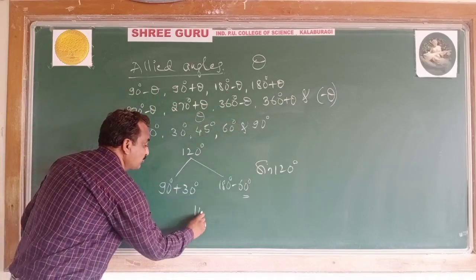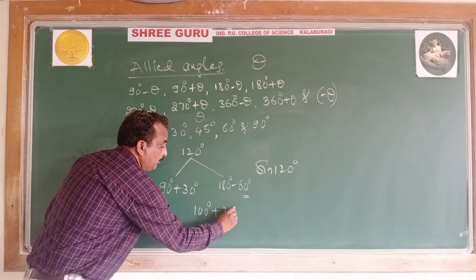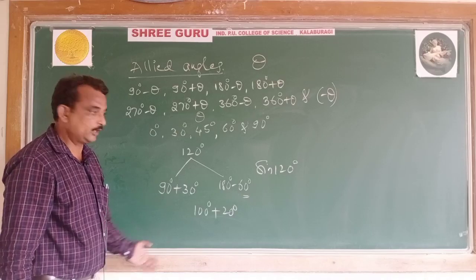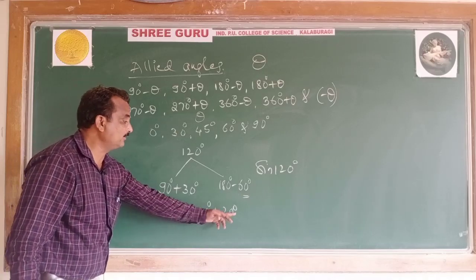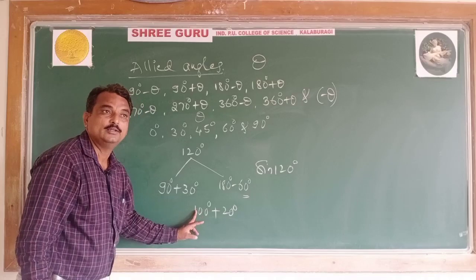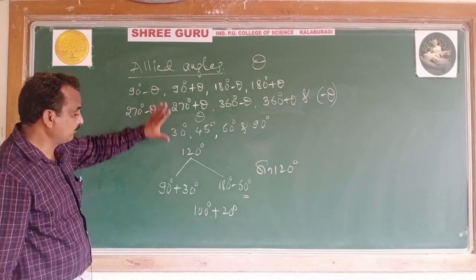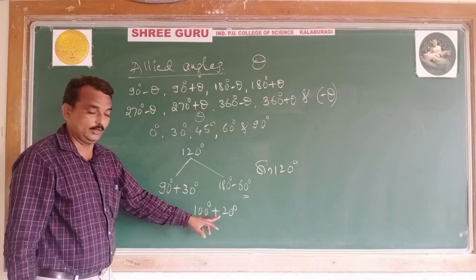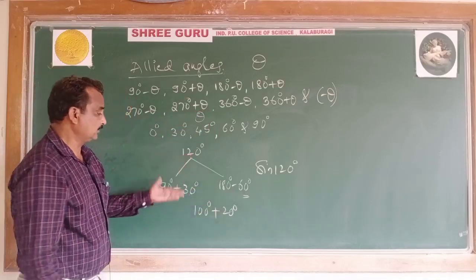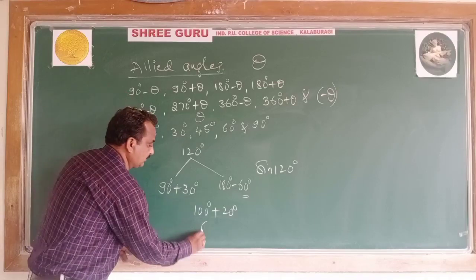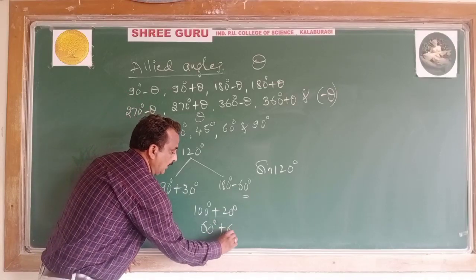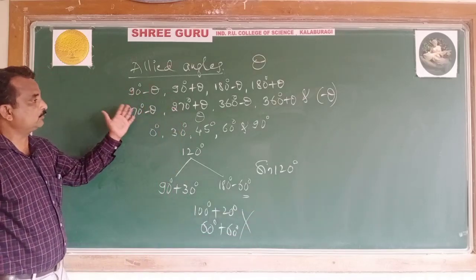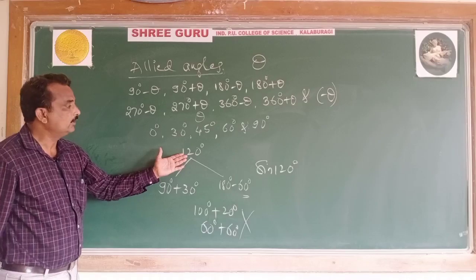But don't convert it like 100 plus 20. Yes, it is 120, but it is not a standard position. It is not in the form of allied angles. These 9 angles are known as allied angles. Likewise 60 plus 60 cannot be used. So you may go for these 4 forms, depending upon the given angle.